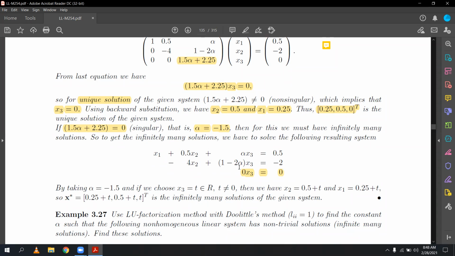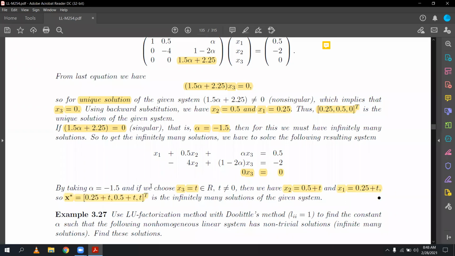You put it here and you choose your X3 as any number, not 0. I choose T, and when you choose X3 equal to T, then you can find X2 in the form of T, which is this one. And when you put the X2 and X3 values here, you can easily find the value of X1. And this is the infinitely many solutions.